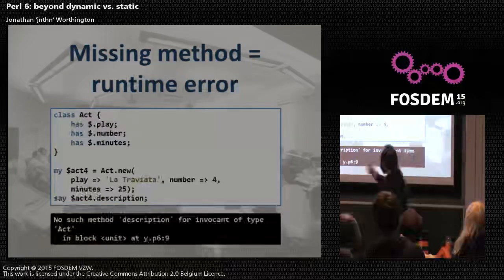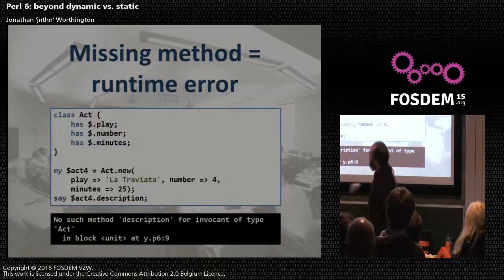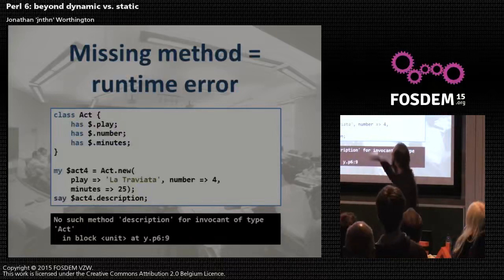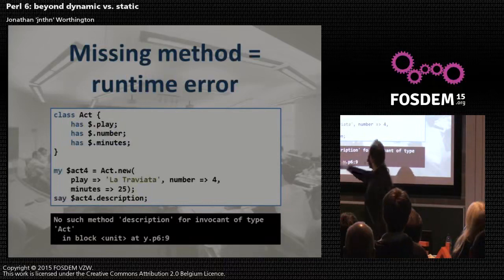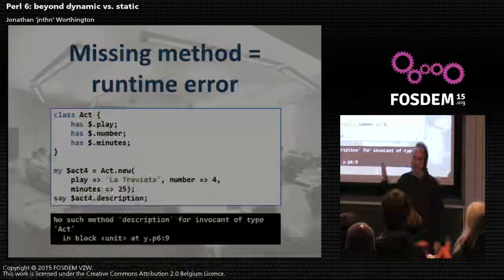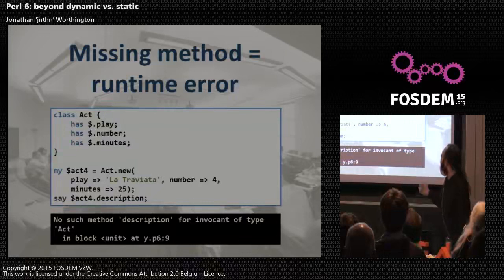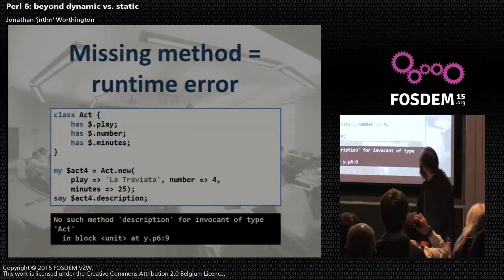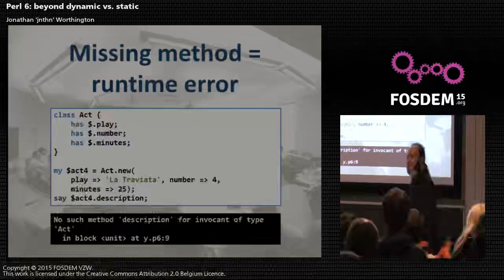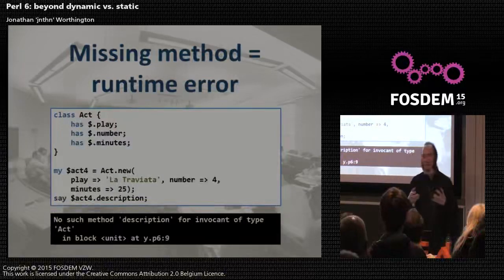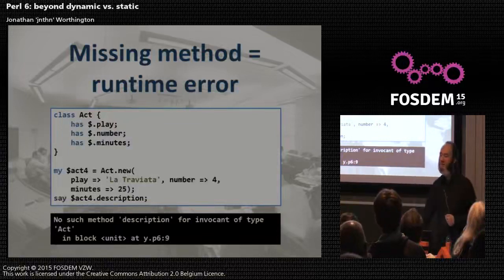Now, in this case, okay, we have a class, we have 3 fields, and we make an instance of it. We call a method that doesn't exist. Okay, that's clearly a runtime error. Now, that object there, of course, has a fairly fixed set of methods it could handle. But we're very, very dynamic about the whole method thing. There's a lot of things you can do.